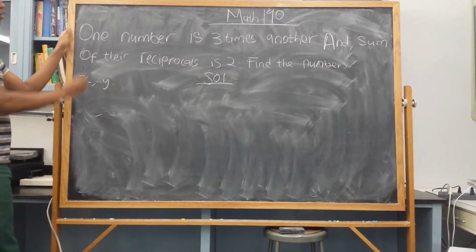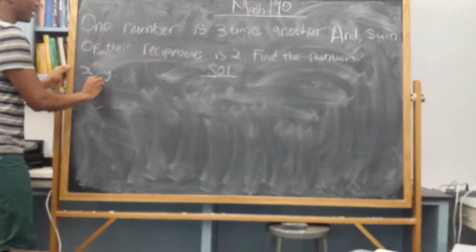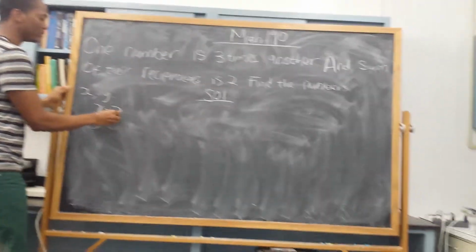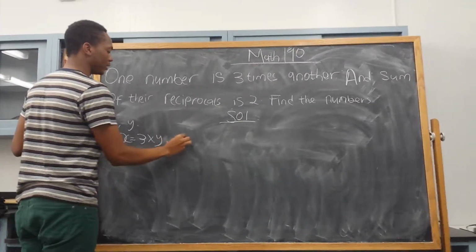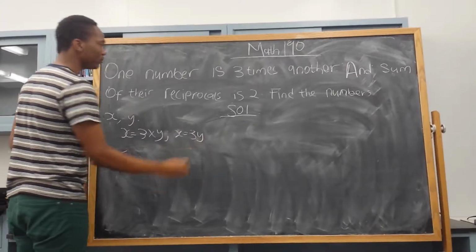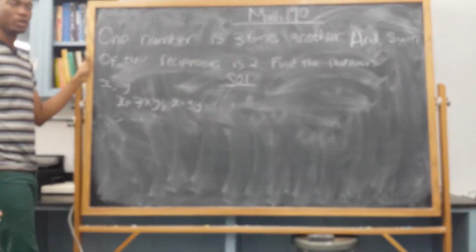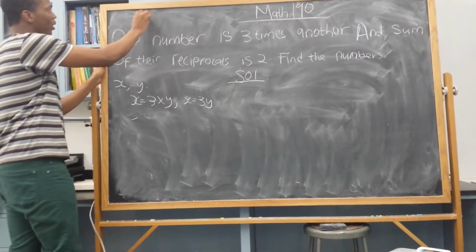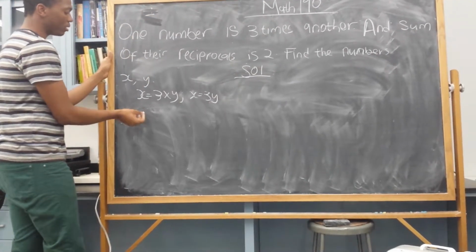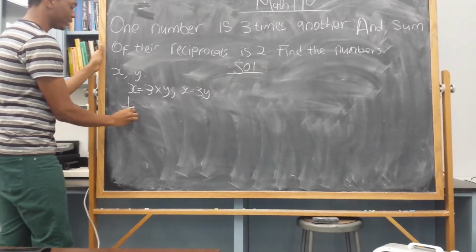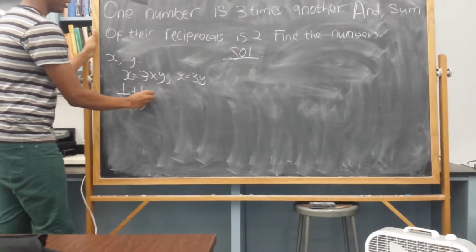Now the question says one number is 3 times the other. So x could be 3 times y, which means x is equal to 3y. The second part of the question says the sum of their reciprocals is 2. By reciprocal, I mean 1 over something. It could be any number. So therefore, the sum of the reciprocals, 1 over x, plus 1 over y, equals 2.